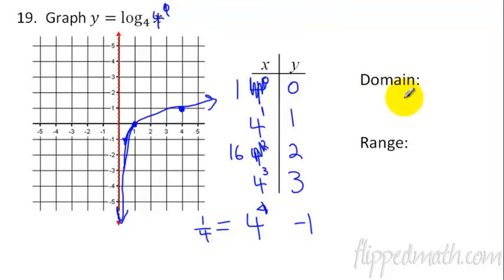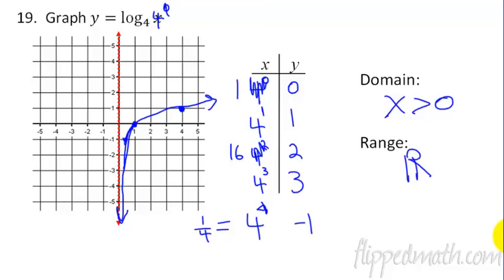All right, what's the domain? It's all the x values that are greater than 0. We don't say or equal to 0 because we have a vertical asymptote here. It's not actually going to get to 0. It's all the values that are bigger than 0. And the range, well, it's all the y values that go down to negative infinity and go all the way up. It does slow down, but it goes on forever. So the range is all real numbers.